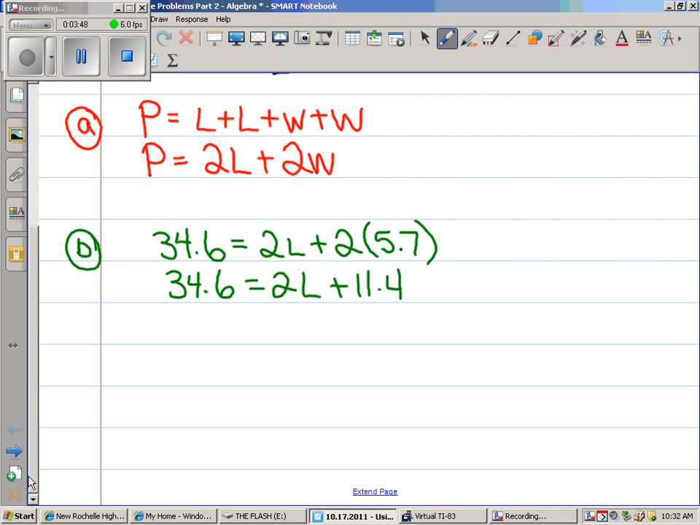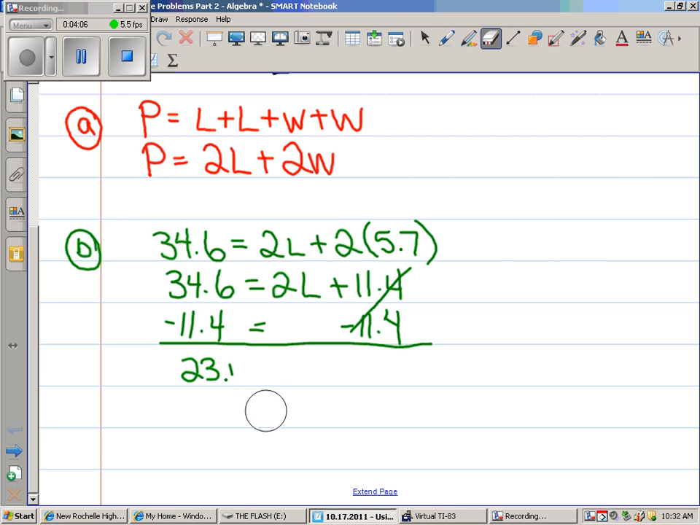And what do we do from here? Yeah, very nice. And what happens when we subtract that? What do we get? And how do we figure out how much L is? Divide by 2, yeah. And what do you get? How much is it?